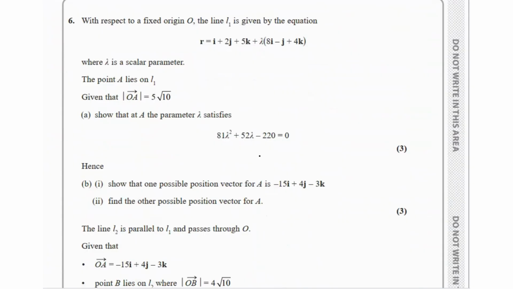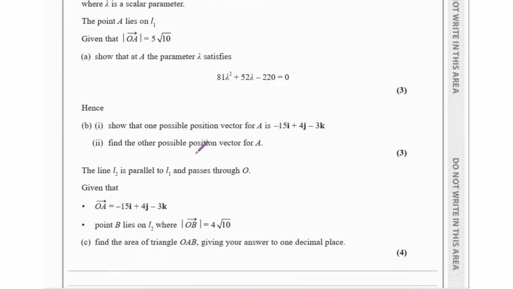Then it says with respect to a fixed origin O, the line L1 is given by the equation r equals i plus 2j plus 5k plus lambda times (8i minus j plus 4k), where lambda is a scalar parameter. The point A lies on L1, given that OA equals 5 root 10. Show that at A, the parameter lambda satisfies 81 lambda squared plus 52 lambda minus 220 equals 0. So what we're going to do is make the coordinates from the vector r, find its magnitude, and put it equal to 5 root 10 to create this equation.